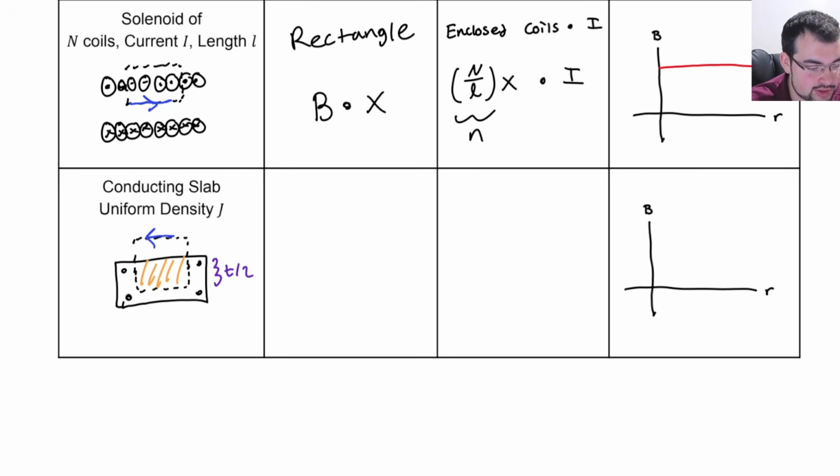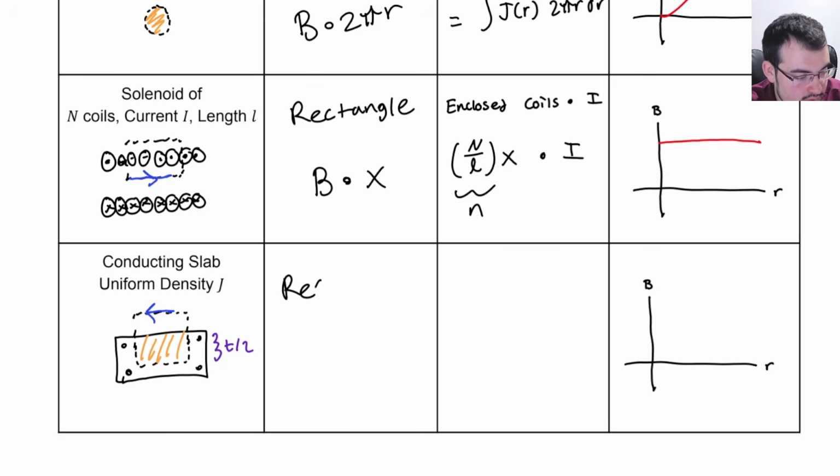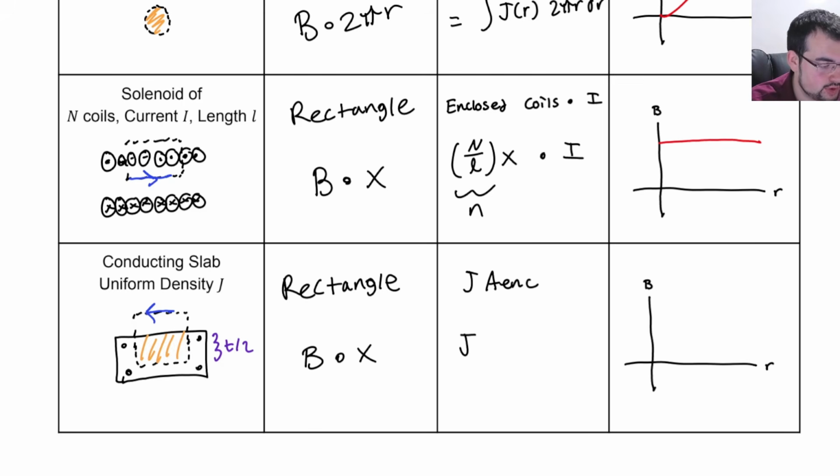For the conducting slab, this is just like a cousin of the solenoid, where it's still going to be a rectangle. We go B times x again. So the enclosed current is just going to be J times area enclosed, which would be J times the area enclosed by this shape, which would be some fake distance x you make up by some height z. You can review my section on Ampere's law if you want for this, where we go in actual detail about it, but it looks a lot like the insulating slab for Gauss.